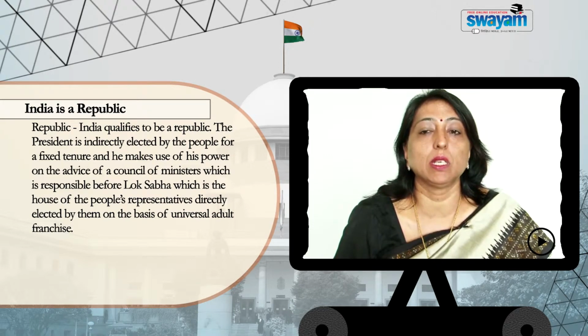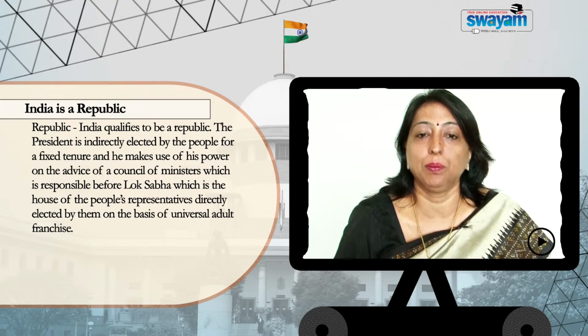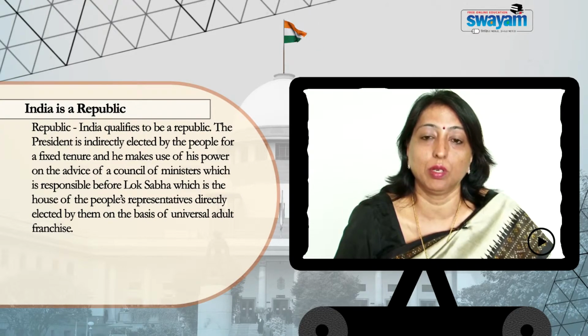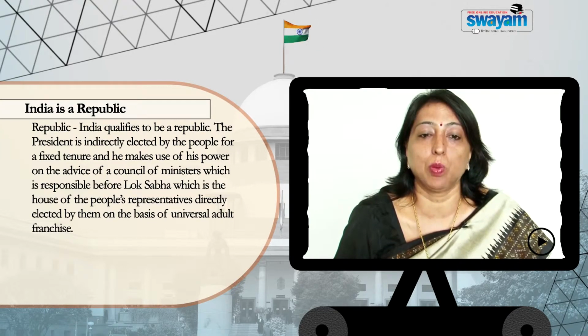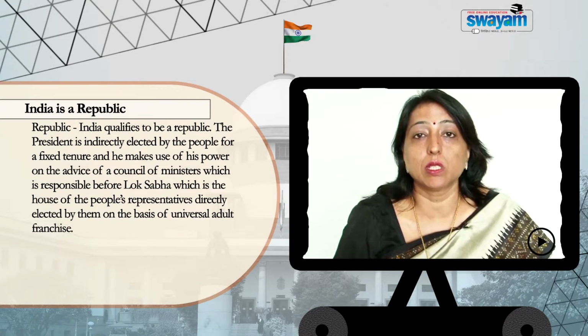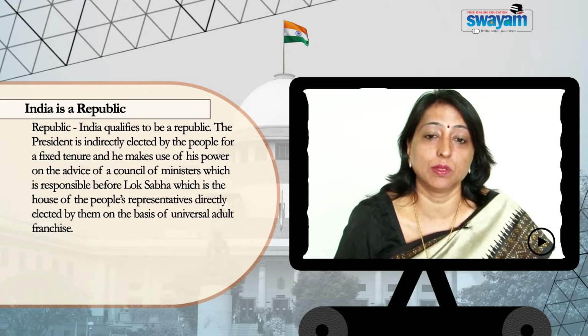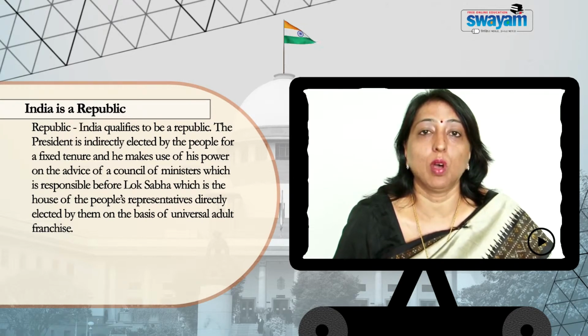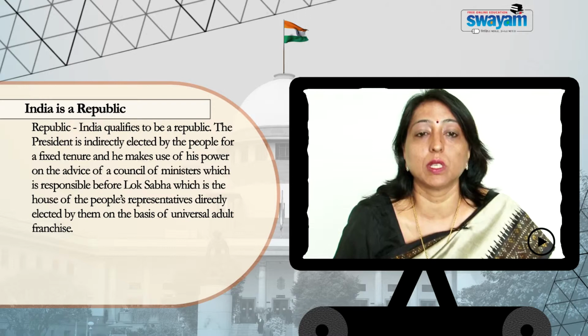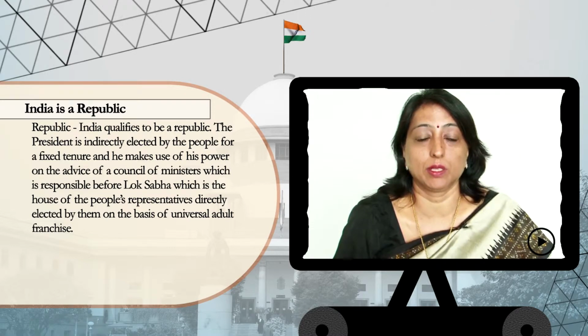Here, the president is indirectly elected by the people for a fixed tenure, and he makes use of this power on the advice of the Council of Ministers, which is responsible before the Lok Sabha, the House of People's Representatives, who are directly elected by the people on the basis of universal adult franchise.